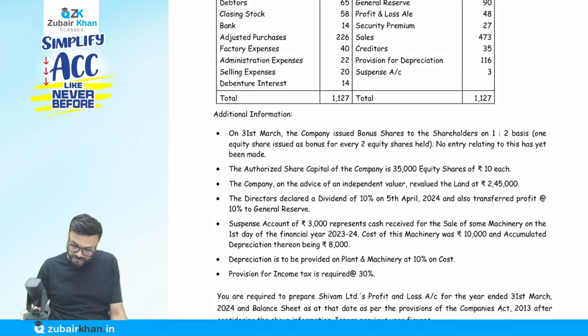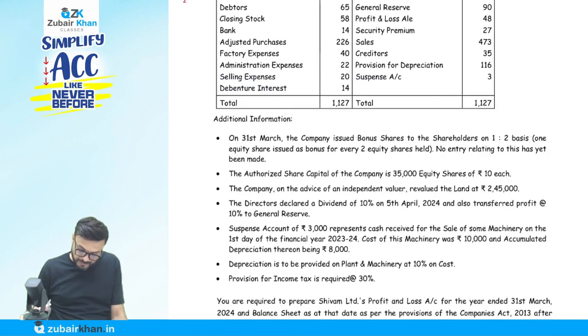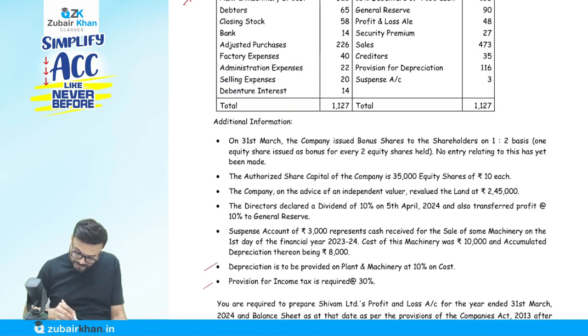Wait, one interesting point. If this provision is okay on cost, this is also okay. Then the director's 5 is also okay. Now understand this. These are explaining that they declare the dividend on 5th of April.